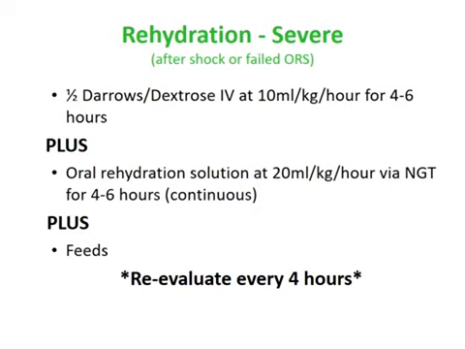So you will give them half dextrose, which we also refer to as half DD, intravenously at 10 ml per kilogram per hour for 4 to 6 hours, plus your oral rehydration solution, your Sorrel, at 20 ml per kilo per hour via your nasogastric tube as a continuous infusion for 4 to 6 hours.